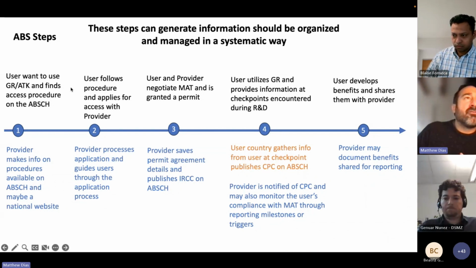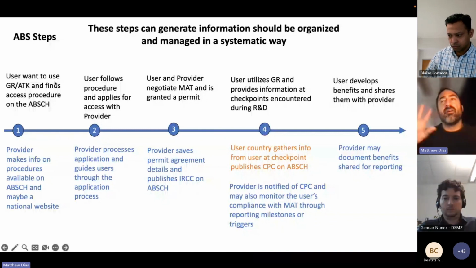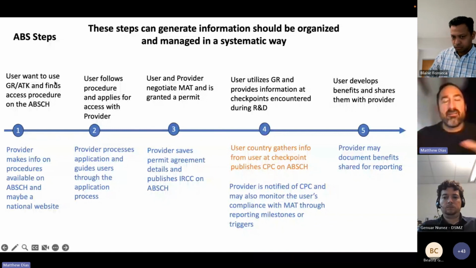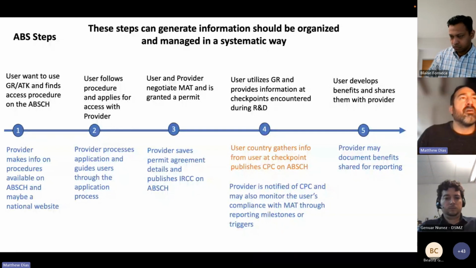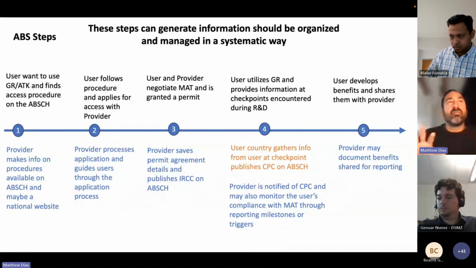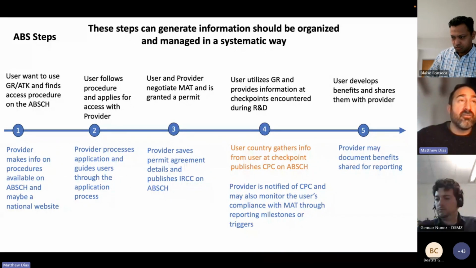For example, in the first step, the user wants to get access to use genetic resources or associated traditional knowledge. So they find the procedure. These are not very detailed steps, but I'm just going over some of the larger steps. The first step, they want access. They find the access procedure on the clearinghouse. That means the provider has to make that available on the clearinghouse, right? So there are two sides to this. One is the things that the user has to do, and the one on the bottom is the things that the provider has to do.